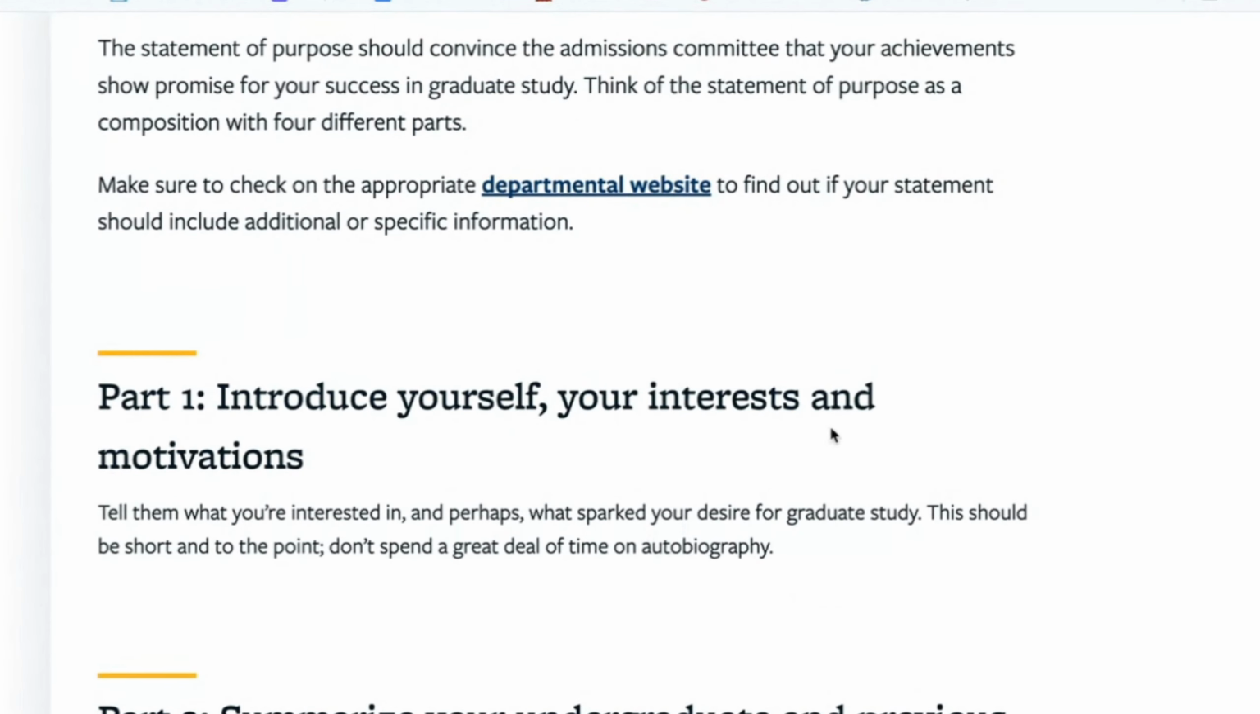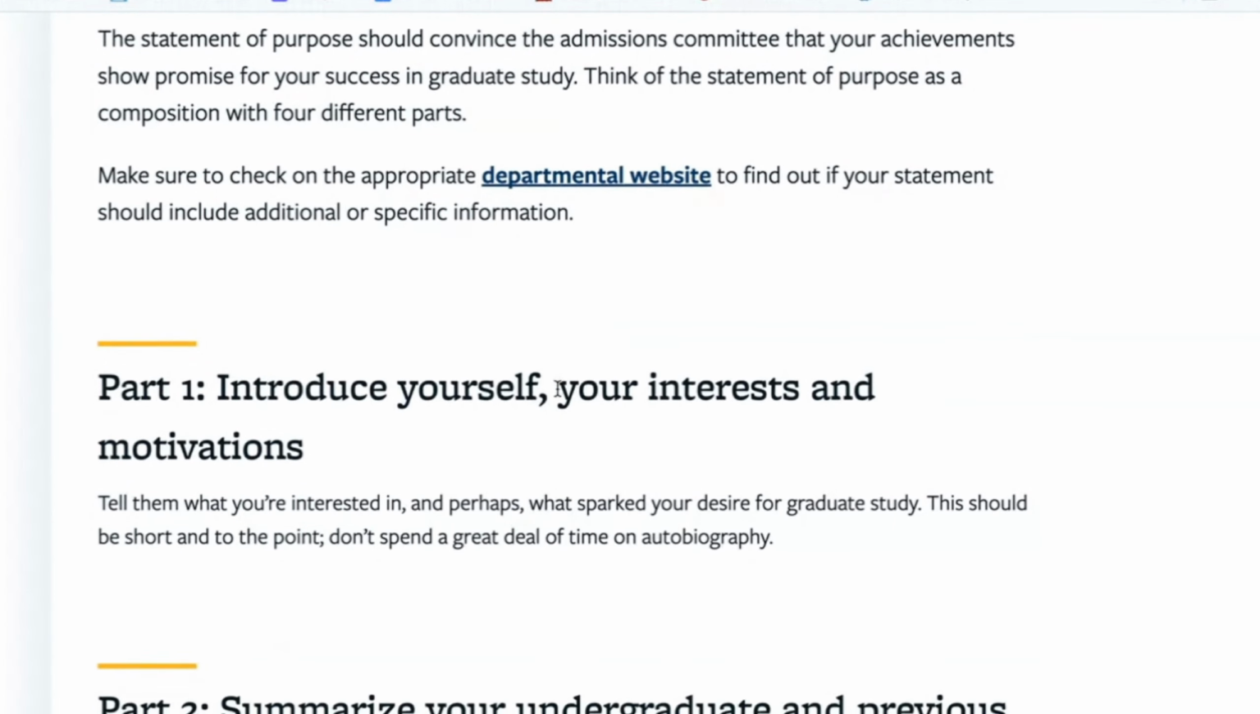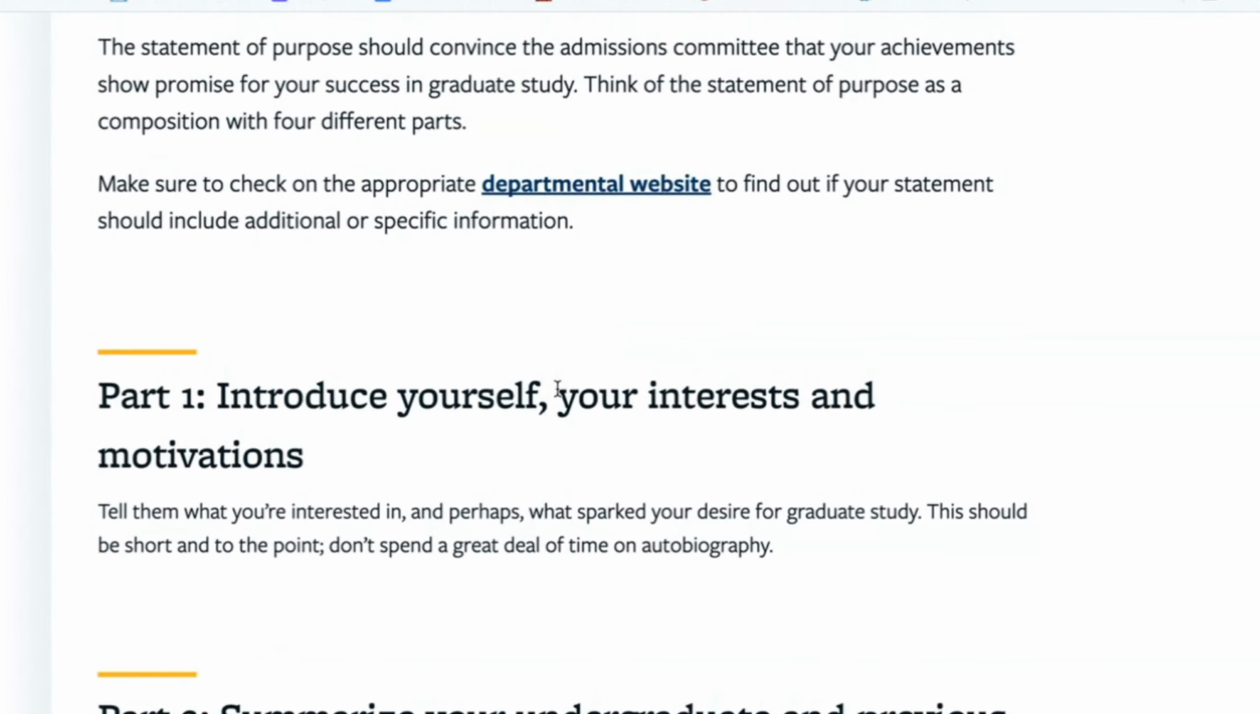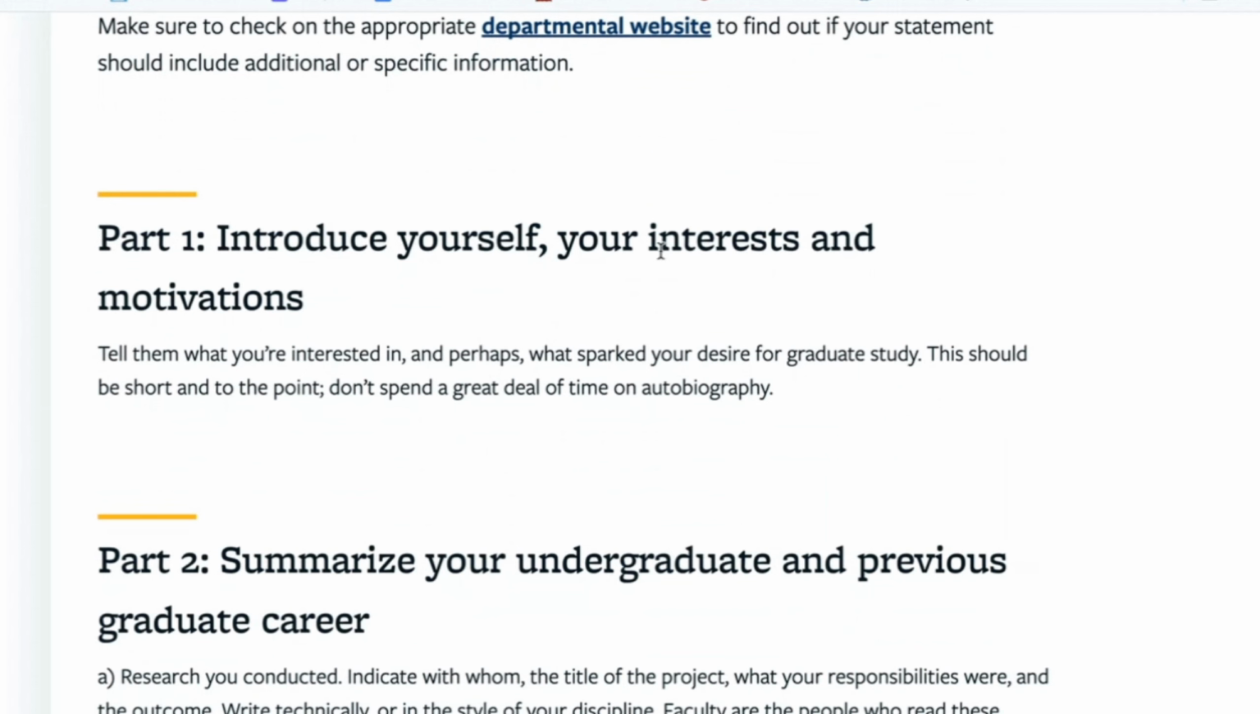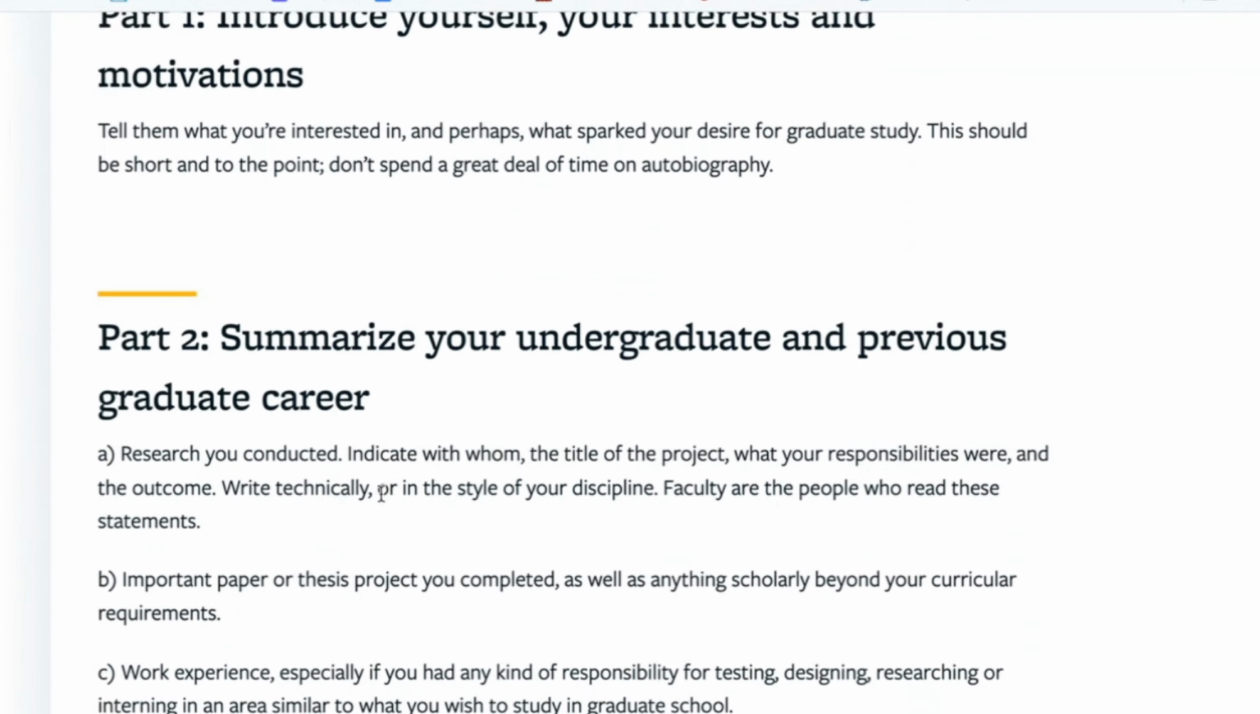For instance, if you come to this particular school on my screen, you will see here they write how you should write your statement of purpose. So they say think of your statement of purpose as a composition with 4 different parts. You introduce yourself, your interests and motivation. All right. Part 2, summarize your undergraduate and previous graduate career. So you want to tell them what theses or projects you have completed in the past, your work experience.